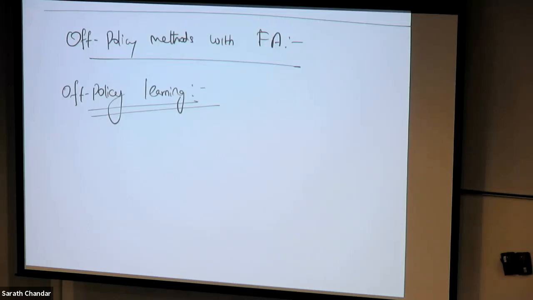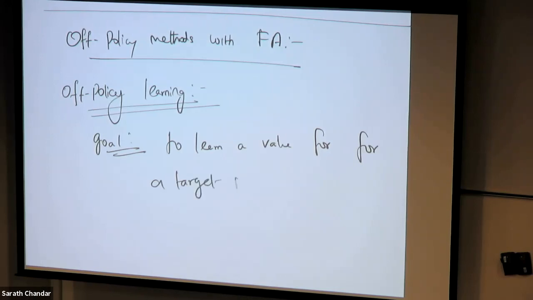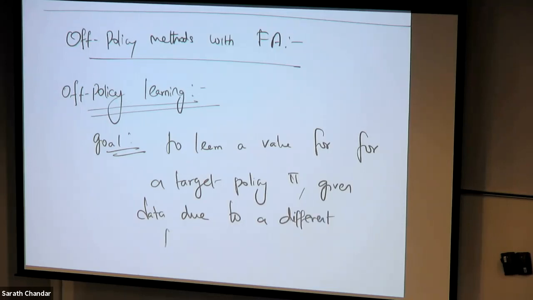So now I will repeat what she mentioned about what off-policy learning is. The goal of off-policy learning is to learn a value function for a target policy pi, given data due to a different behavior policy. So you have a separate target policy that you want to learn about, but you're learning using a behavior policy b. Okay.